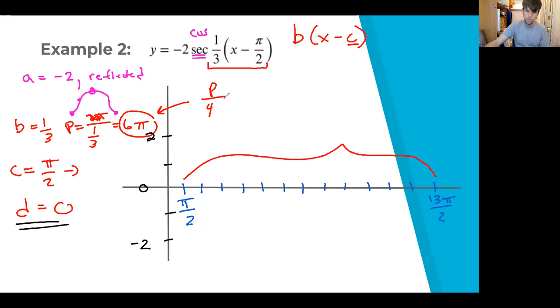P over 4. That was 6 pi over 4, which we simplified to be 3 pi over 2. So this is telling me that quarter increments are going to be 3 pi over 2. So 1, 2, 3. This is going to be my 1/4 mark. 1, 2, 3. 3 pi over 2 would be another one here. 1, 2, 3. Here's my 3/4 mark. 1, 2, 3. My end.